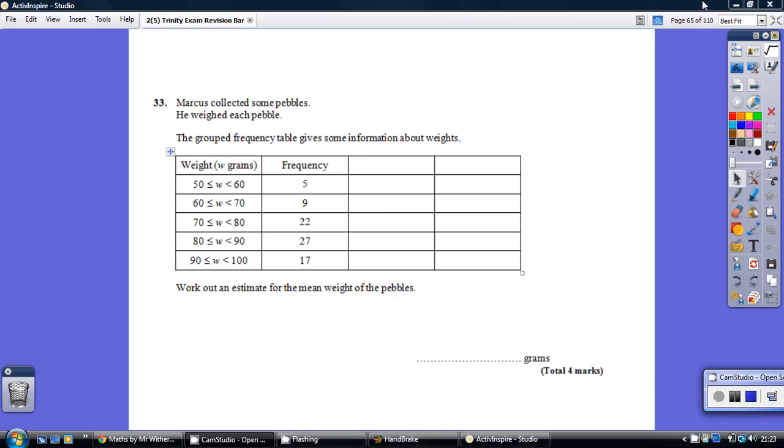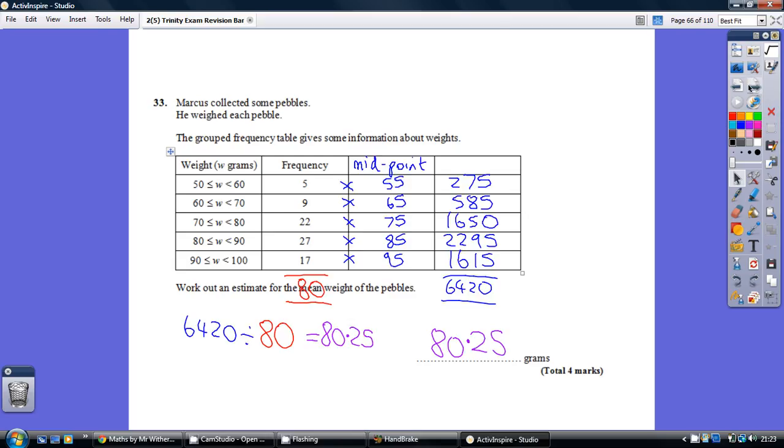Okay, question 33, have a go. Okay, so this is another one. We've got some group data. So the key thing is to understand what's going on.